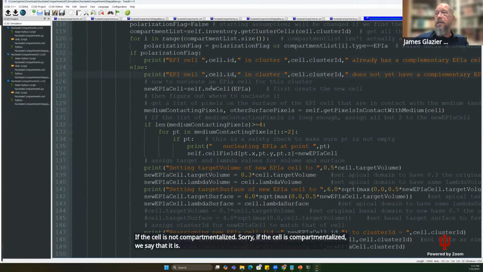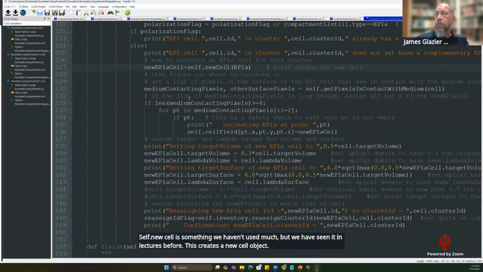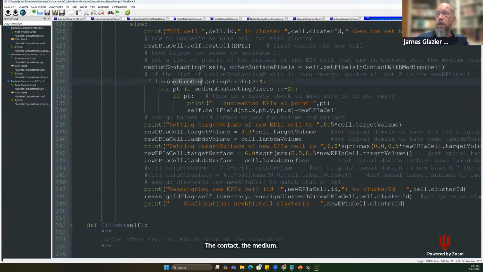If it's not, now we create a new cell ID. Self.newCell is something we haven't used much, but we have seen it in lectures before. This creates a new cell object. And now we have a list from our function of the pixels inside of our cell that contact the medium. We go through that list of medium contacting pixels. I'll get it right eventually.